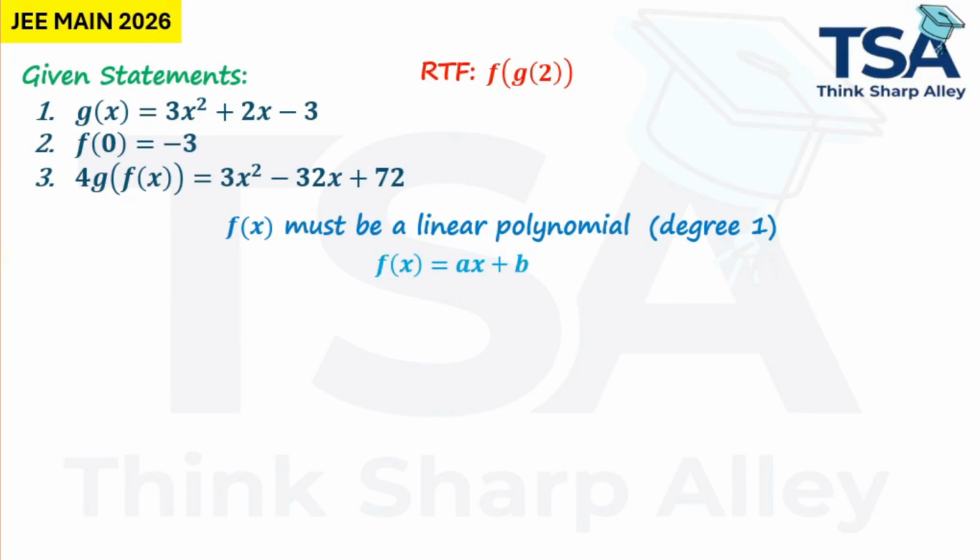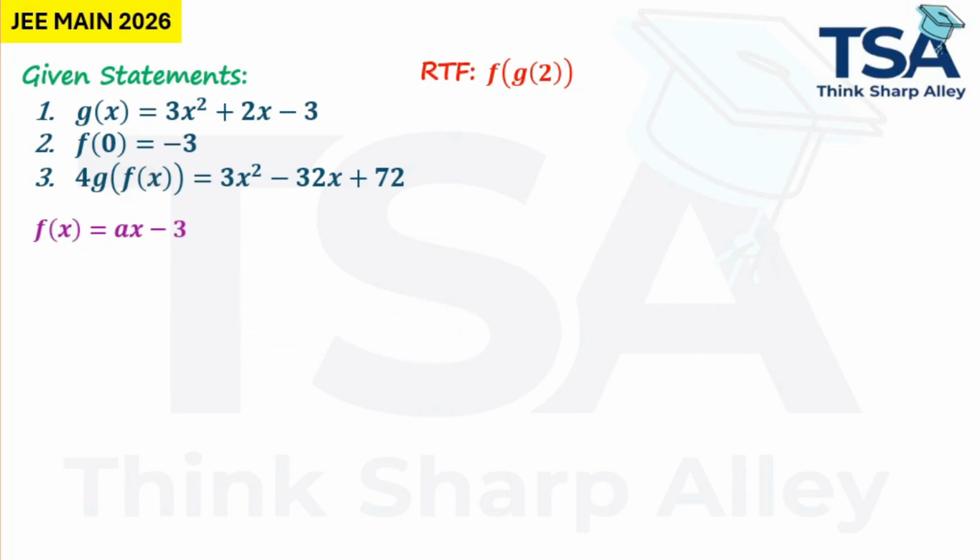Notice we are given a pristine initial boundary condition f(0) equal to minus 3. So we substitute x equal to 0 directly into our linear definition and we get b equal to minus 3. So our inner function simplifies directly to ax minus 3. So let's keep this aside and let's try to find the value of a.